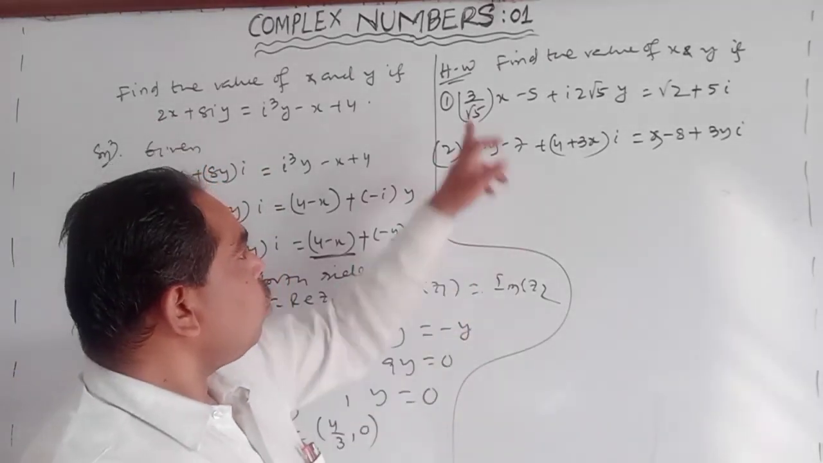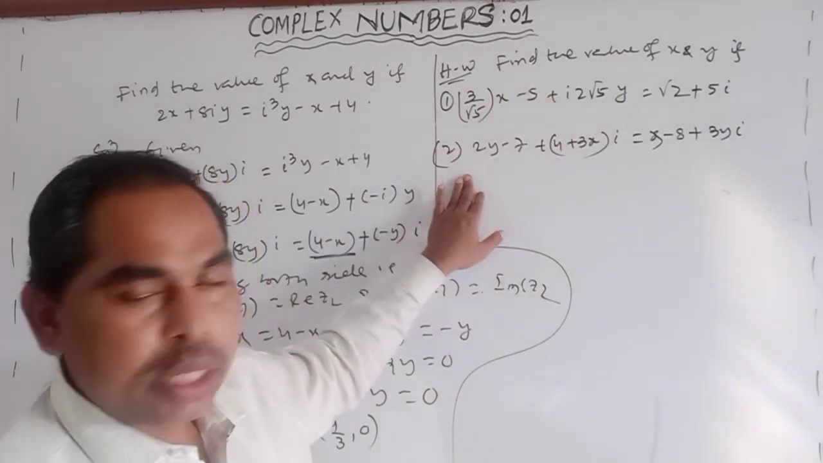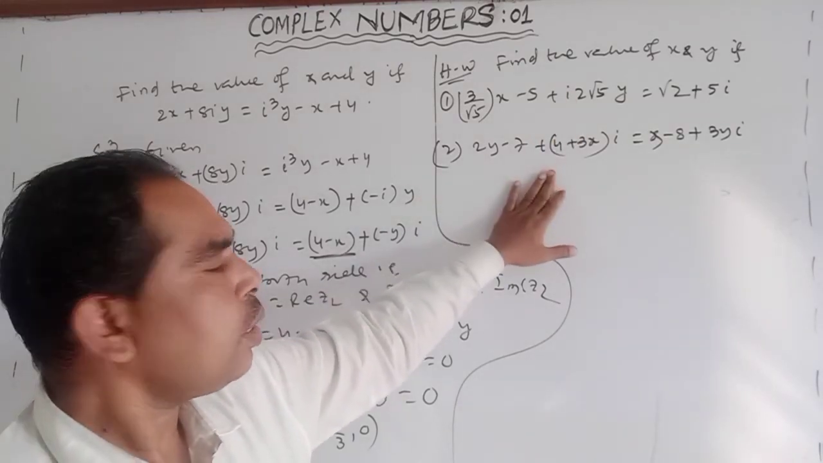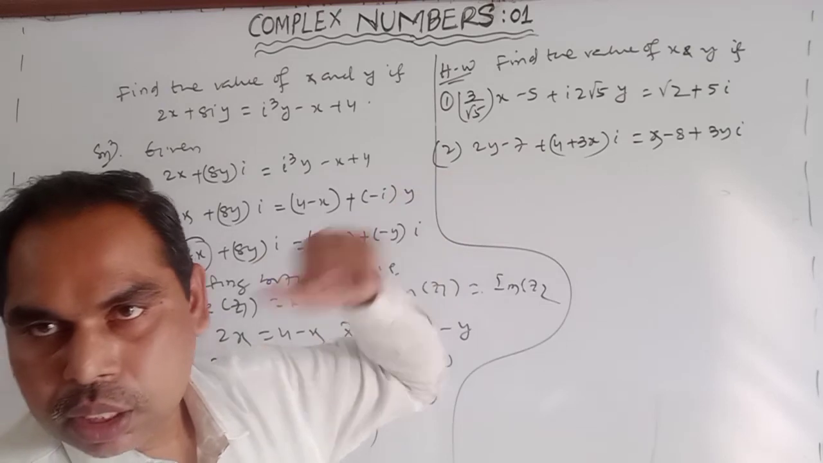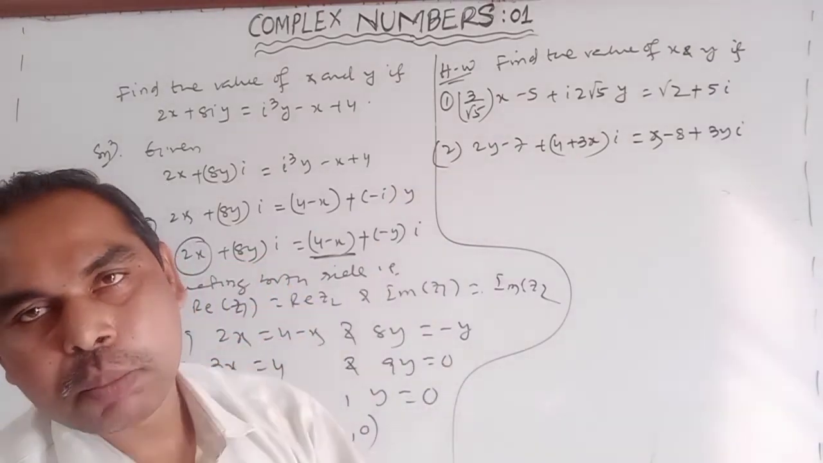These are the two homeworks. Find the value of x and y. Question number 1 and 2 are given. Next class we shall discuss algebra of complex numbers and the conjugate of a complex number. Okay.